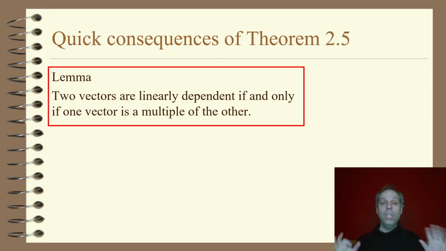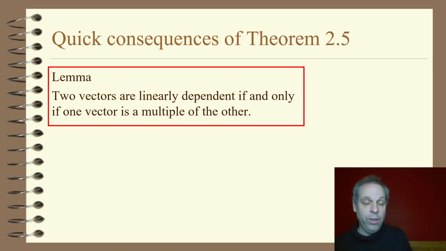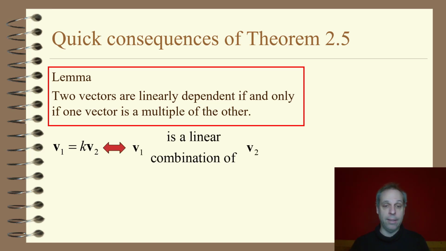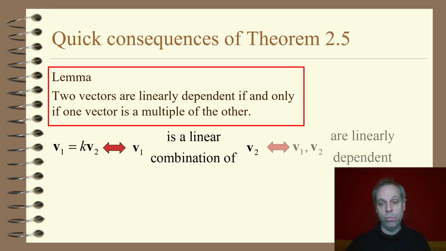Now, as another really quick consequence of that theorem you just saw, two vectors are linearly dependent if and only if one is a multiple of the other. We've already used this now twice or three times. This one I'll really quickly prove. Suppose that one vector is a multiple of the other. So a multiple means some scalar. That means instantly, just by definitions, that V1 is a linear combination of V2. But from our previous theorem, Theorem 2.5, since V1 is a linear combination of V2, that means that V1 and V2 are instantly linearly dependent.